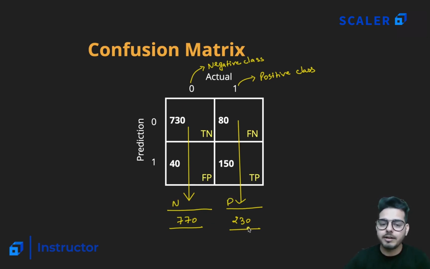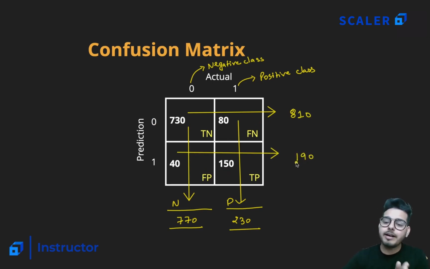230 people actually left. If you sum across rows, this will be the prediction of 0. So this is 730 plus 80, that is 810. The model said that 810 people will not leave the company. And if you sum across this row, it is 40 plus 150, that is 190. The model is saying that 190 employees will leave the company. So this is the prediction of the negative class, and this is the prediction of the positive class.